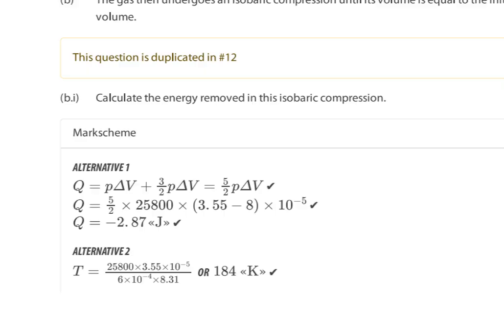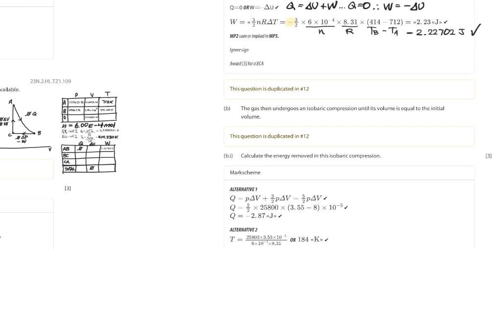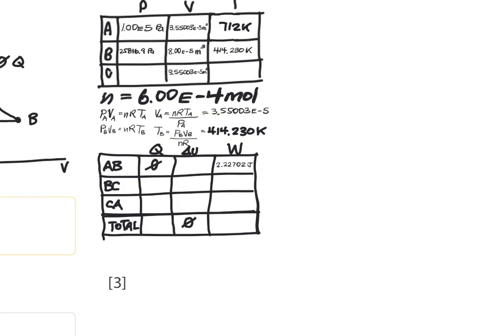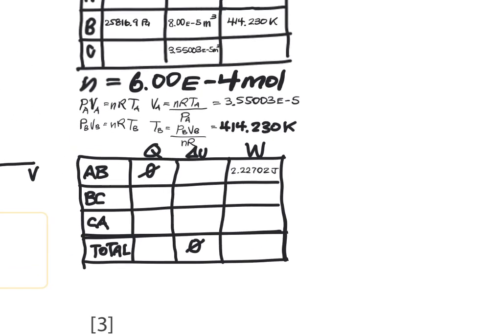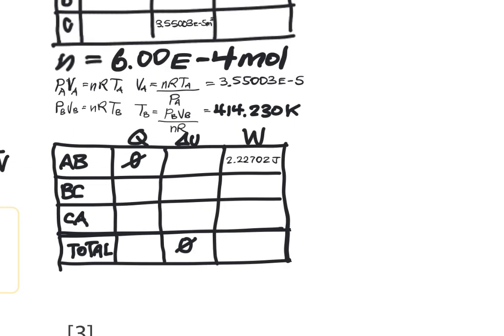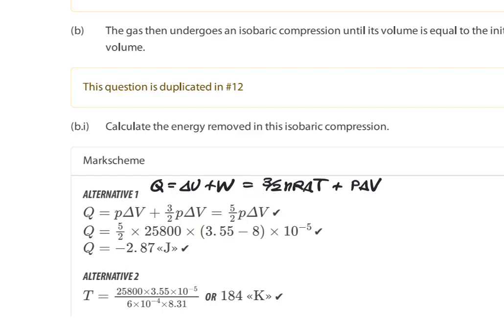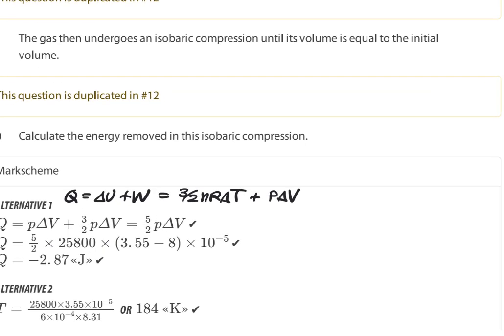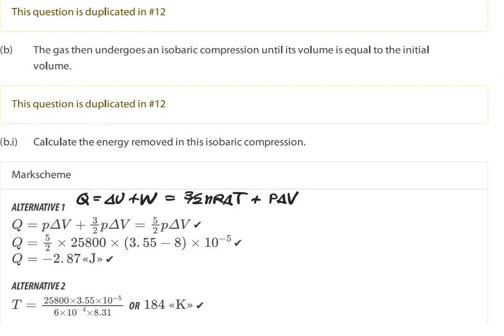For an isobaric compression, if we go back to this table and look at BC, we have constant pressure. So the volume is changing, which means the work is not 0. It's not isothermal, so the delta U is not 0. Since delta U and work are not 0, the heat's not 0. None of these things are 0, so we have to consider all of them. Heat is delta U plus the work, so that's 3 halves nR delta T plus P delta V.